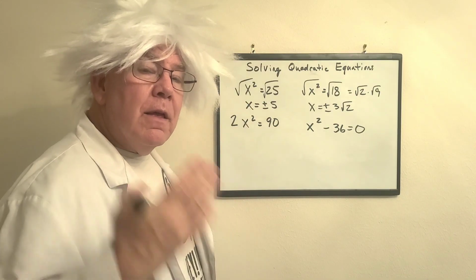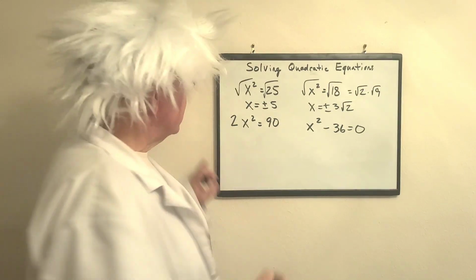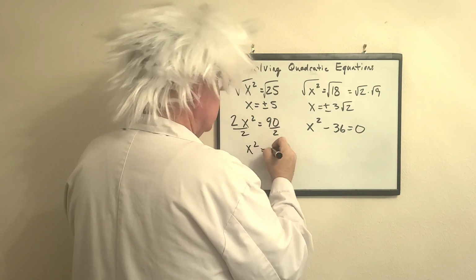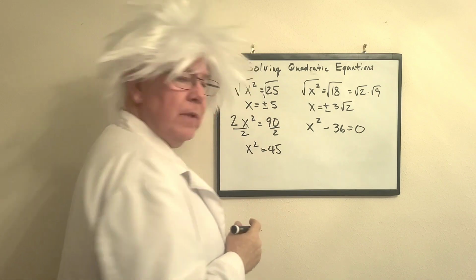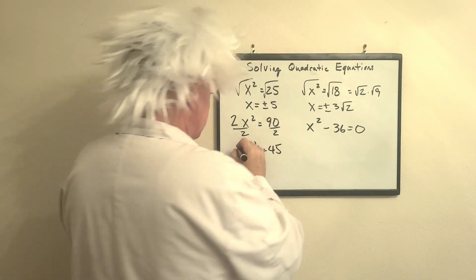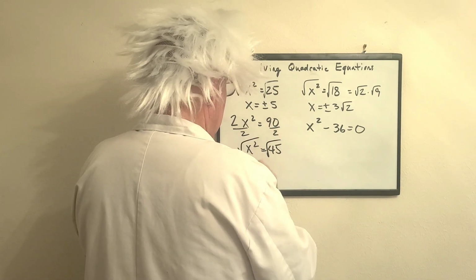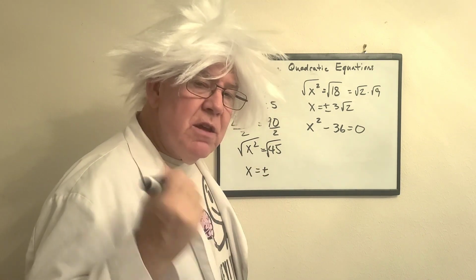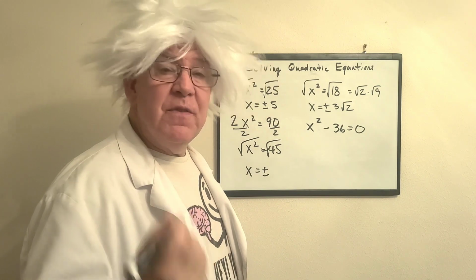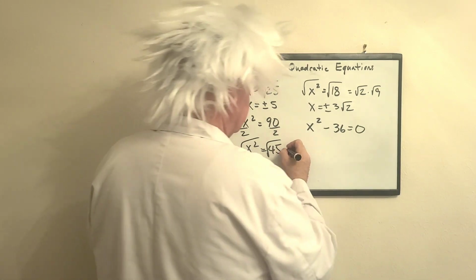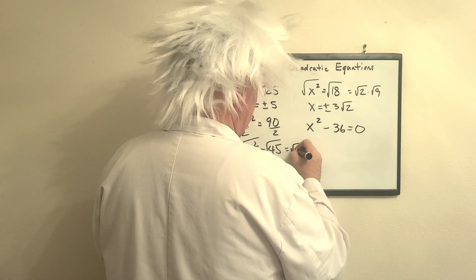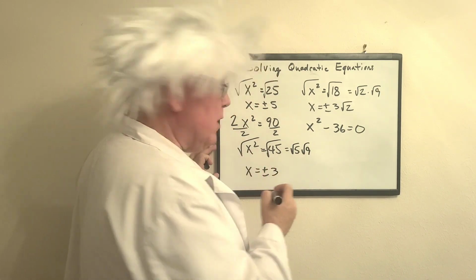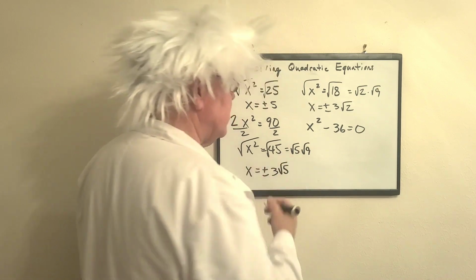Now, get x by itself. So we're going to divide by 2 on both sides, and I have x squared equals 45. Now take the square root of both sides. x equals positive and negative. Any number that ends in 5 is divisible by 5, so we're going to try 5. That gives square root of 5. Oh, look, square root of 9. So I bring that over here, the rational number first and the irrational after, and there's your answer.